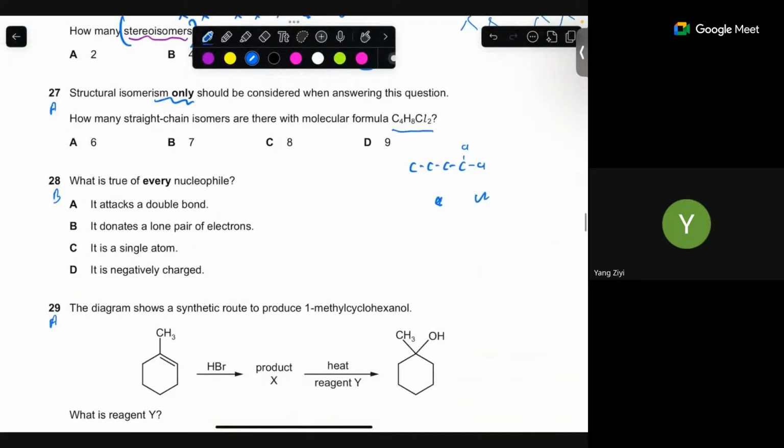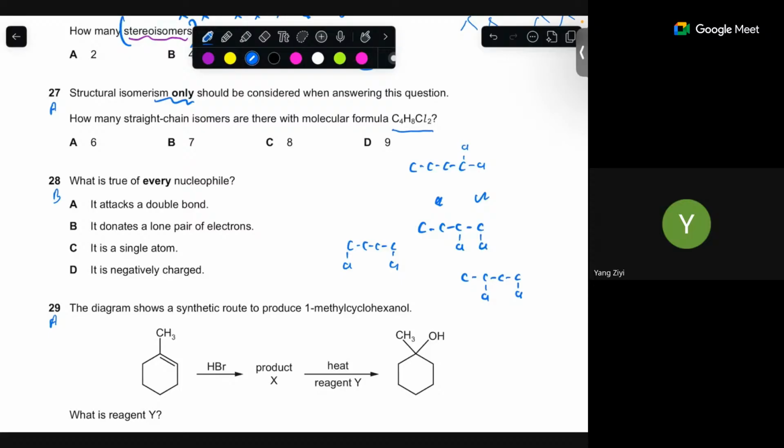Okay, so you can also have 1 Cl here, 1 Cl here. I can have 1 Cl here, 1 Cl there. I can also have Cl here, Cl here. I cannot break them. Structural isomerism. How many straight chain isomers?